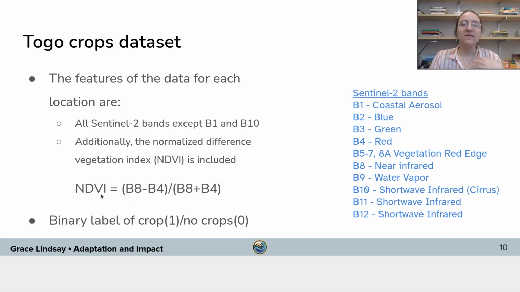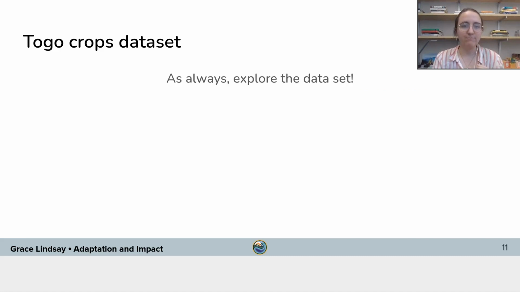And this, again, is a measure of vegetation, which you can imagine is very important if you're trying to detect crops. So the data set in total for each location gives you the value of the Sentinel-2 bands, with the exception of B1 and B10. And in addition, the NDVI is tacked on as well. So you get all of that information, and you're going to try to train the model to predict if there are crops or not in that location where those bands, that data is taken from.